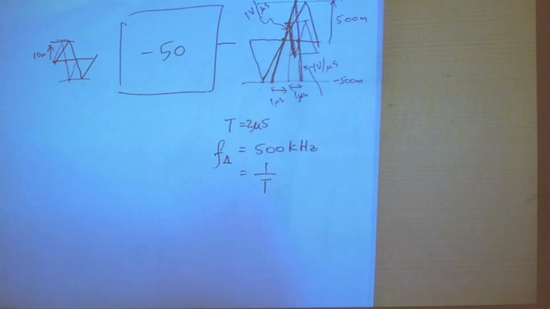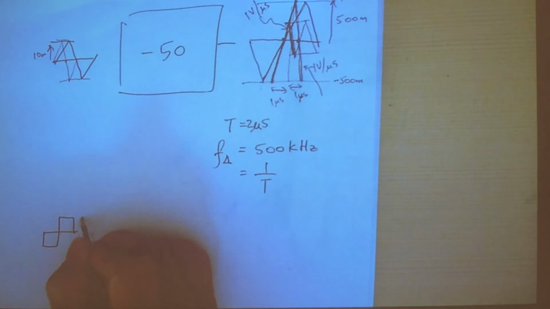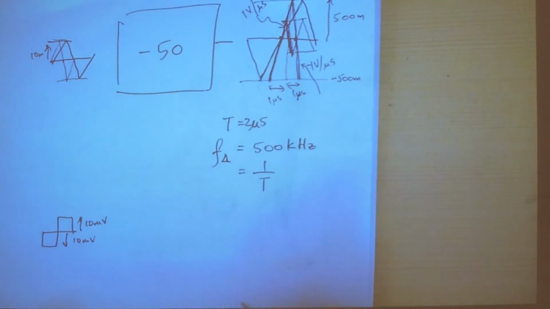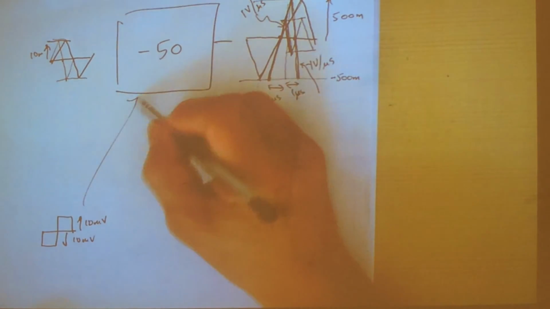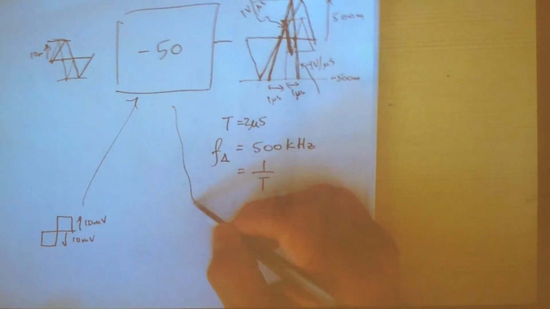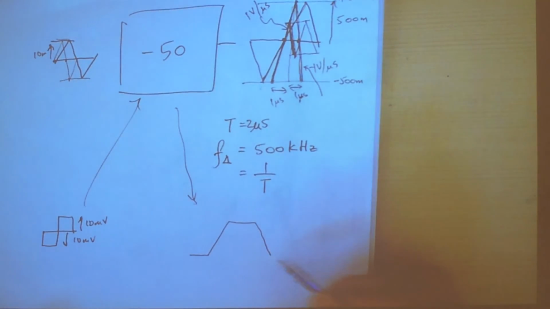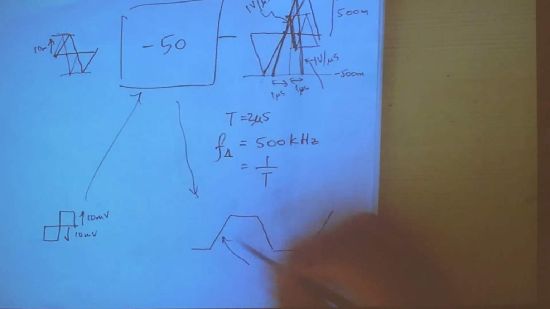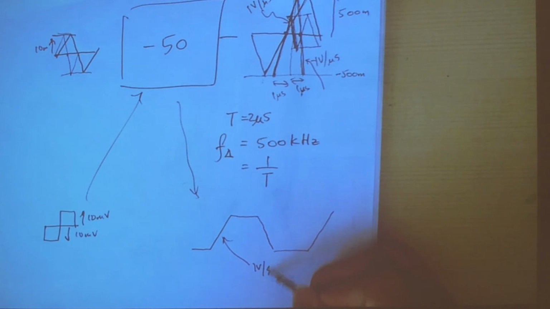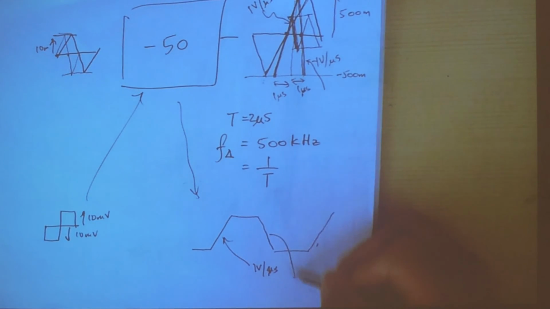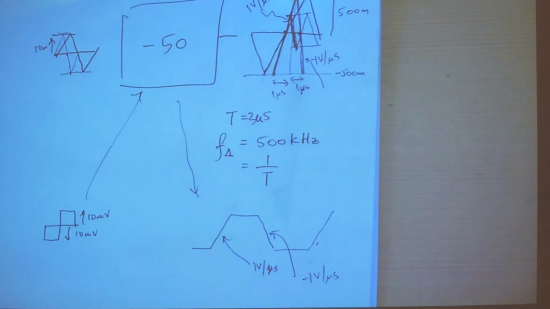Okay, so now let's take a look at what happens if I pump in a square wave. Again, 10 millivolts to the top, 10 millivolts to the bottom, right? If I pump this into this amplifier, it will come out as this. This slope is 1 volt per microsecond. This slope is minus 1 volt per microsecond. So the output is slew rate limited.